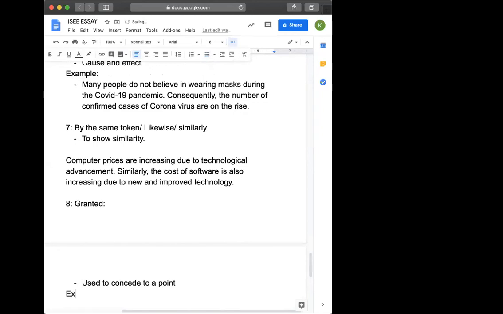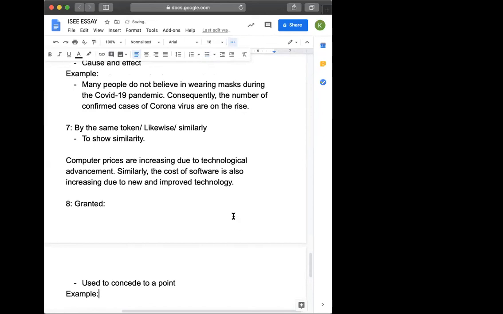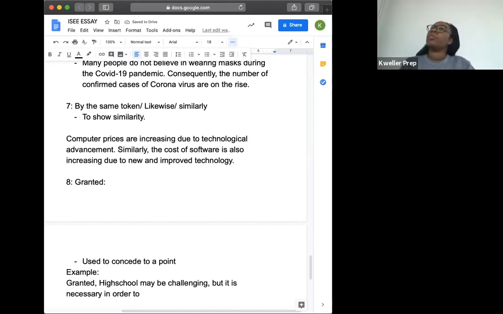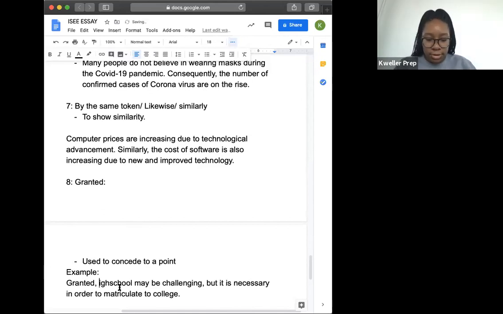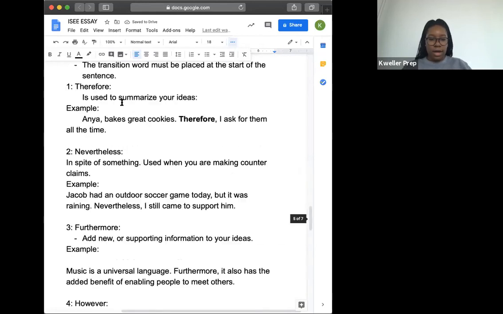So an example of this. Granted, high school may be challenging, but it is necessary in order to go to college. I think that's our last example of why we use transition words.